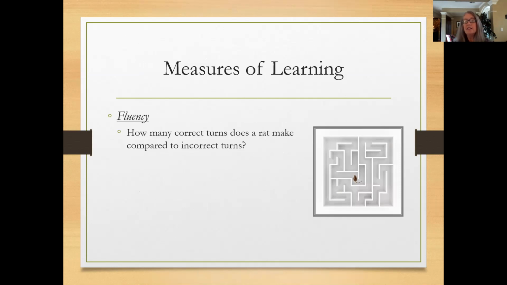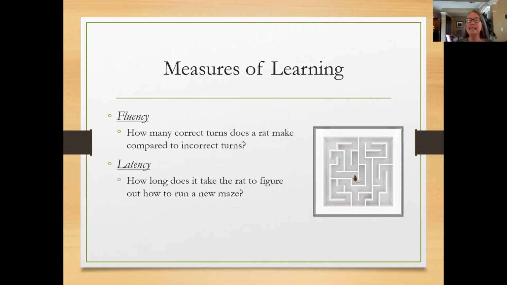One is fluency. Fluency is how correct you are in ratio to how incorrect you are. So fluency is a great measure to use when you want to get an idea of not only how good they did, but how good they did relative to how poorly they did. And latency: how long does it take for the behavior to occur? So once I put a rat in a maze, how long does it take them to actually get to the goal, go through the maze, would be latency, how long it takes them to figure it out.